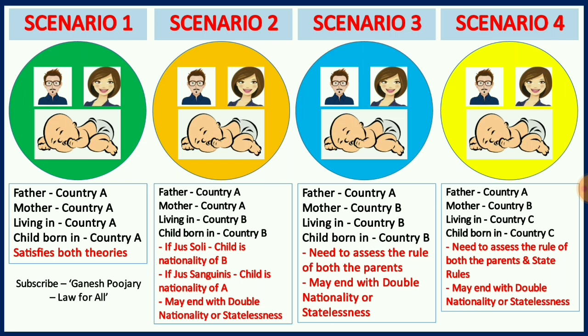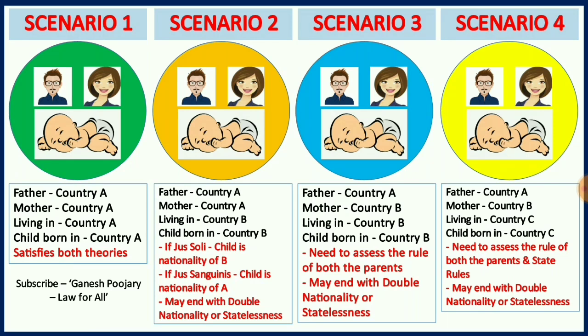Now the child may end up getting double nationality also, because if country A says I give nationality based on Jus Sanguinis, and country B says I give nationality based on Jus Soli, they satisfy both requirements, so the child might get double nationality. Or on the other hand, if country A says I will give only Jus Soli, and country B says I will give only Jus Sanguinis, in that case the child will not get any state. That means the child will become stateless. So that problem is also there. These are the technical terms that we need to understand, double nationality and statelessness. I am also going to explain these terms when I discuss nationality in detail.